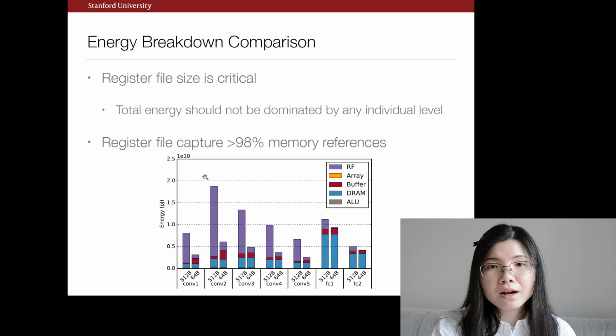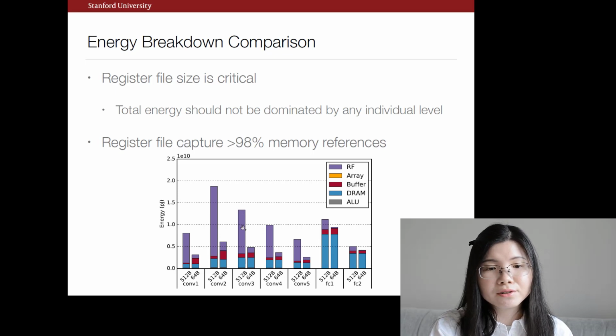Compare the energy breakdown between using a large register file, such as half a kilobyte, versus a smaller register file, such as 64 bytes. The overall system energy consumption is greatly reduced as we significantly reduced the register file energy. Even with a 64-byte register file, we can still capture 98% of memory references for the convolution layer, since the convolution layer has a large amount of data reuse.